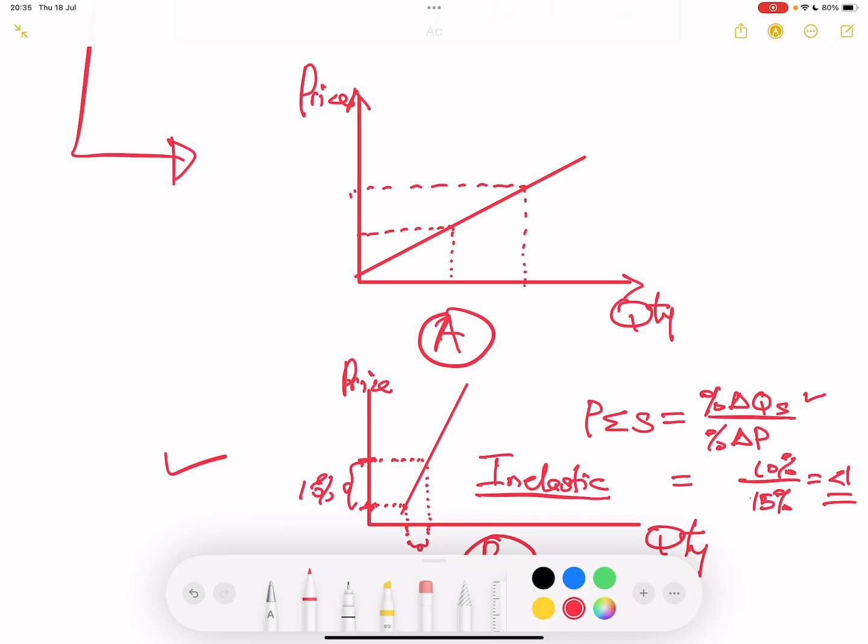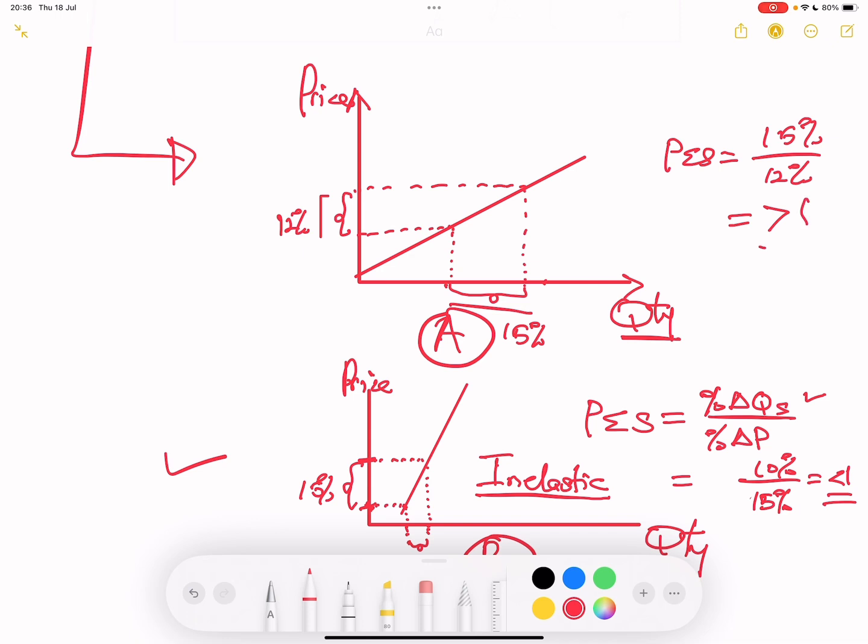You can see this point is lower than this point. So which means for this particular graph, the percentage change in quantity supplied is bigger than the price. So our PES, if this is say 15%, this will probably be like 12% because this gap is bigger than this. So that would be 15% divided by 12%. That means this answer is greater than 1 and this is more elastic.